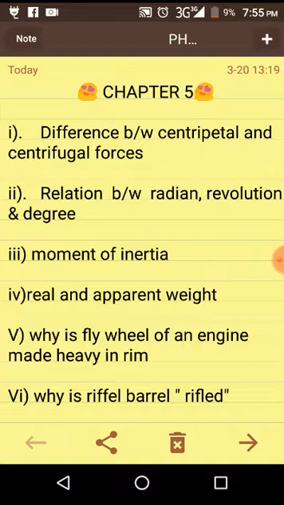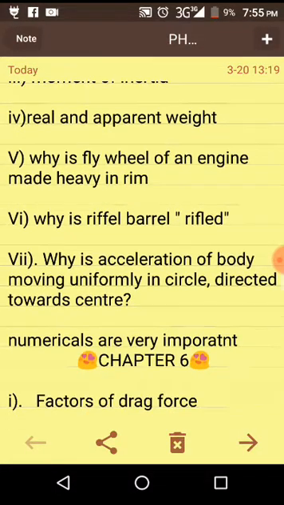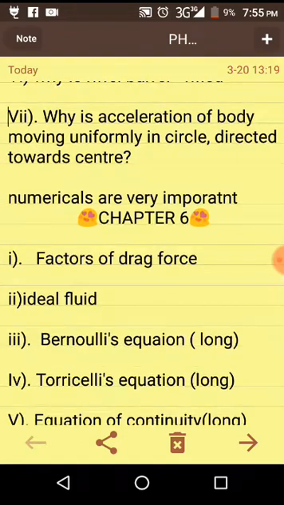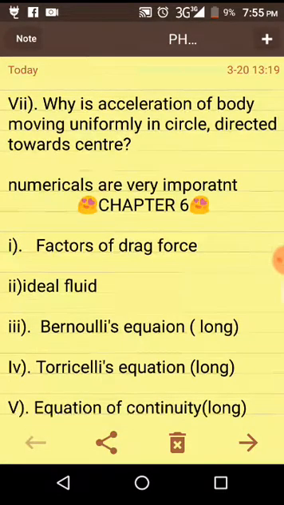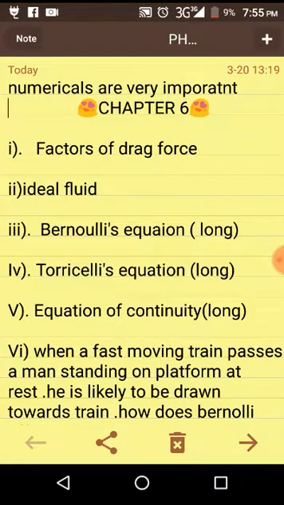Number 5. Why is flywheel of an engine made heavy in rim? Number 6. Why is rifle barrel rifled? Number 7. Why is acceleration of body moving uniformly in circle directed towards center? Numericals are very important of chapter number 5. Then there is chapter number 6, factors of drag force. Number 2, ideal fluid. Number 3, Bernoulli's equation. Number 4, Torricelli's equation. Number 5, equation of continuity. These three questions are long questions.